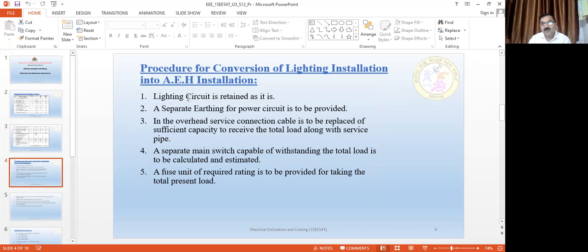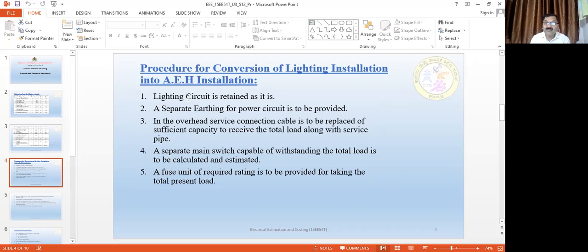Consider a house, an old house, having only a lighting circuit. Now, to modernize the house, that means if it is required to equip it with modern domestic appliances, it may be required to install a fridge, install a water heater, that means a geyser, in the bathroom, and then washing machines. Like this, some of the modern domestic appliances may be required.